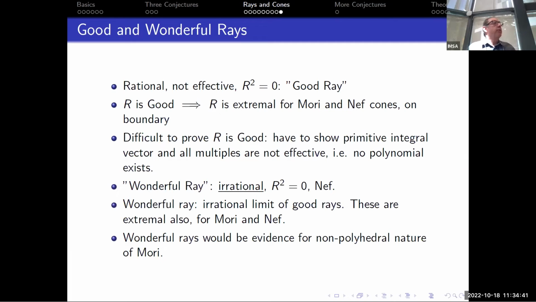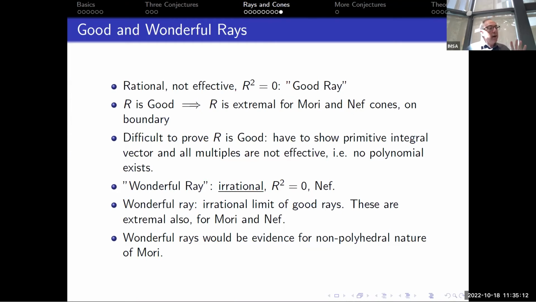Now we're going to introduce terminology. A wonderful ray is an irrational ray with square zero, which is Nef. Okay, so it's also going to be at the boundary. But it's irrational, so these are very mysterious objects. It's an irrational thing at the boundary. It should be an irrational limit of good rays. They're also extremal. These limits will be very interesting to find.